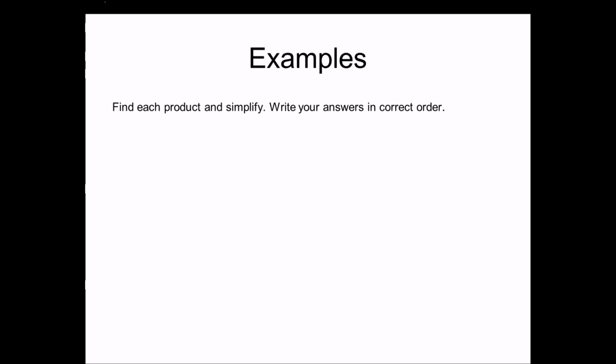Let's look at some examples. Okay, we're going to find each product and simplify. Write your answers in correct order. That means put the middle term in the middle. So here's our first one, x plus 6 squared.